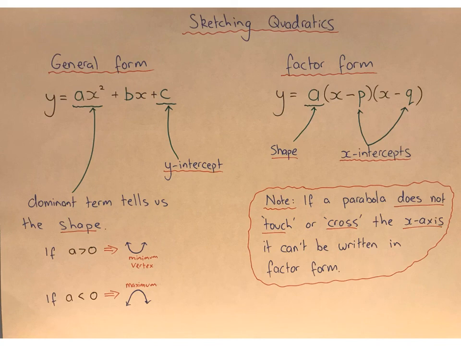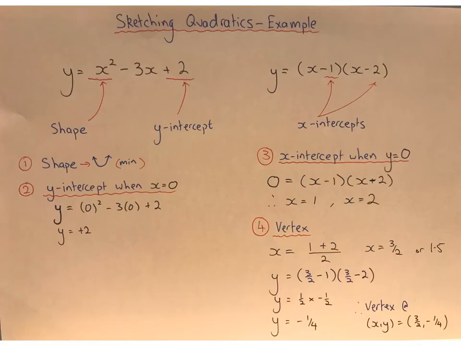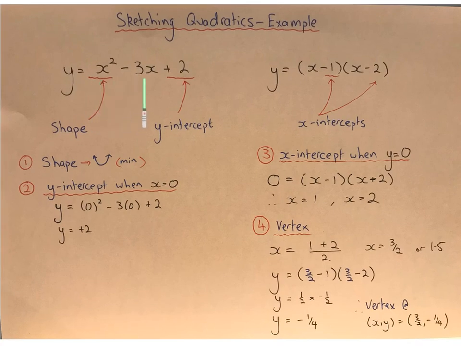So both of these forms are useful. The general form easily tells us the y-intercept and the shape. In factor form, we easily see the x-intercepts and the shape. So you'll see that when we're sketching, we'll use both forms. Now let's look at an example. Here we have y equals x squared, take 3x plus 2. If we factorise this expression, then we get y equals x minus 1 times x minus 2.